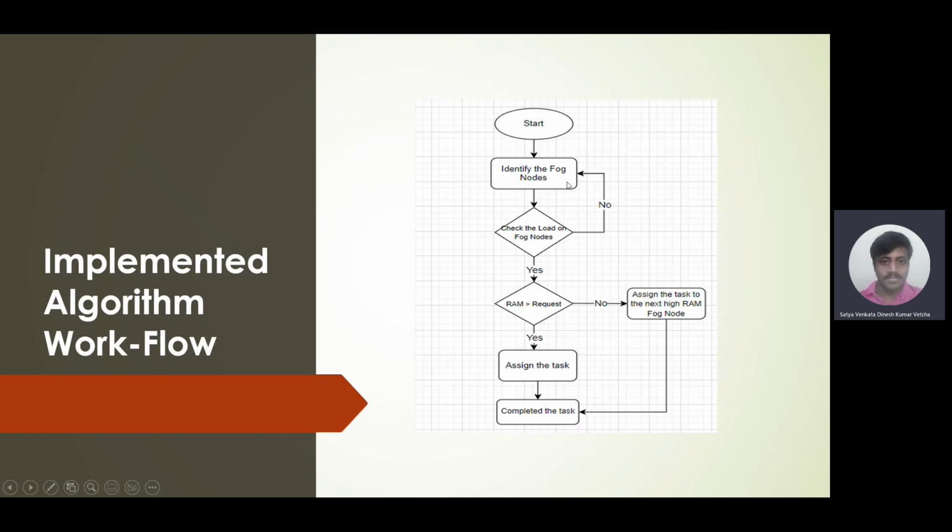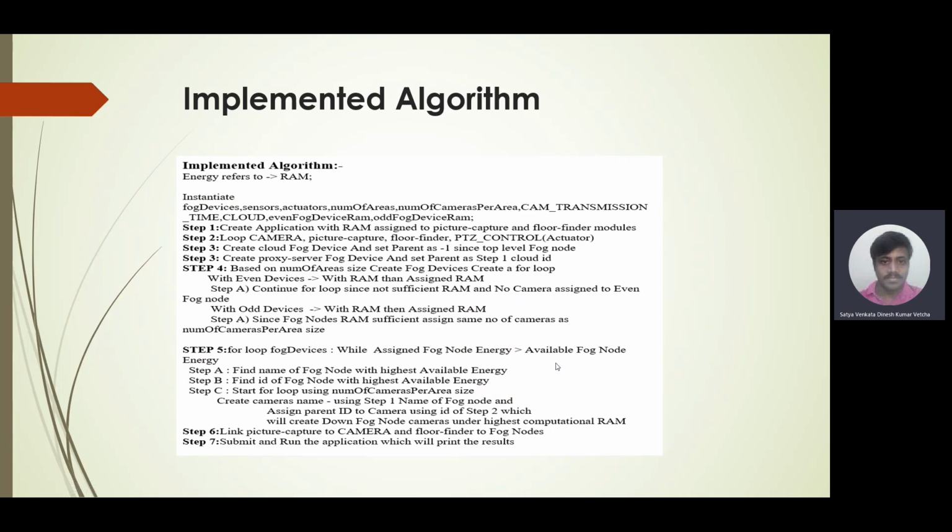If the fog node is overloaded, it will check the other fog node. After meeting the load requirement, it will check the RAM capacity of the fog node. If it is not enough, it will assign the next nearest high computational fog node. Otherwise, if it meets, it assigns the task and completes the task. This is the implemented algorithm.